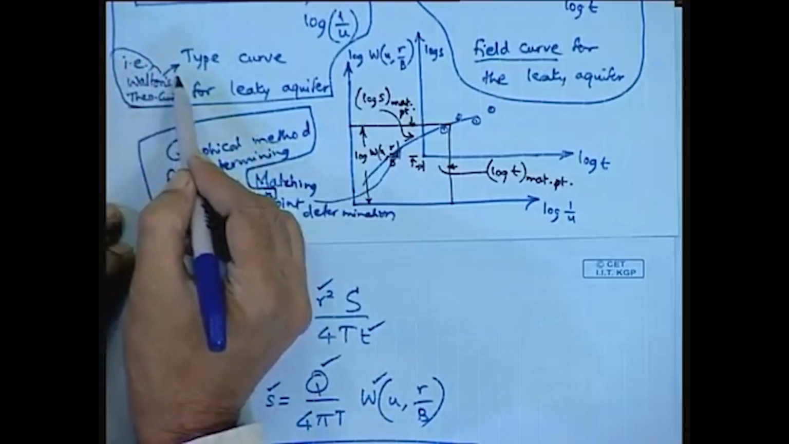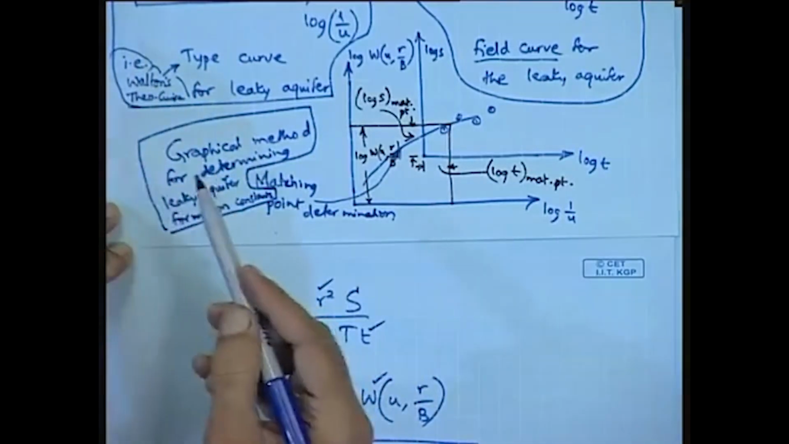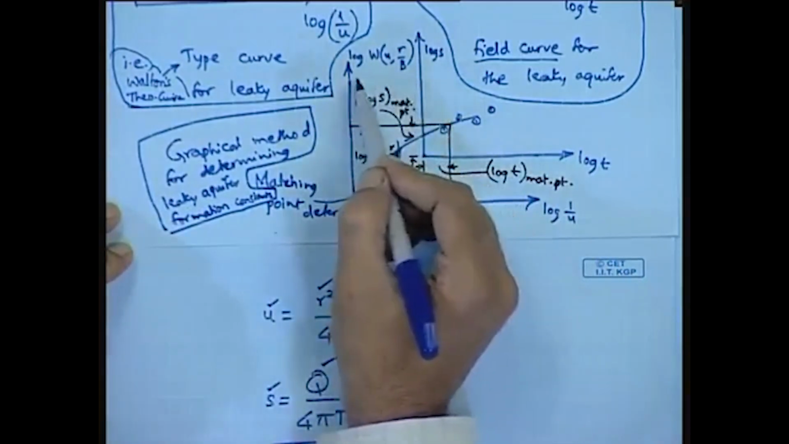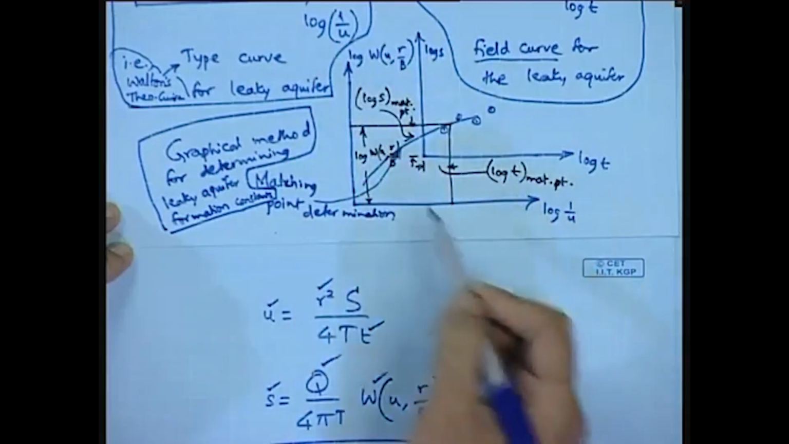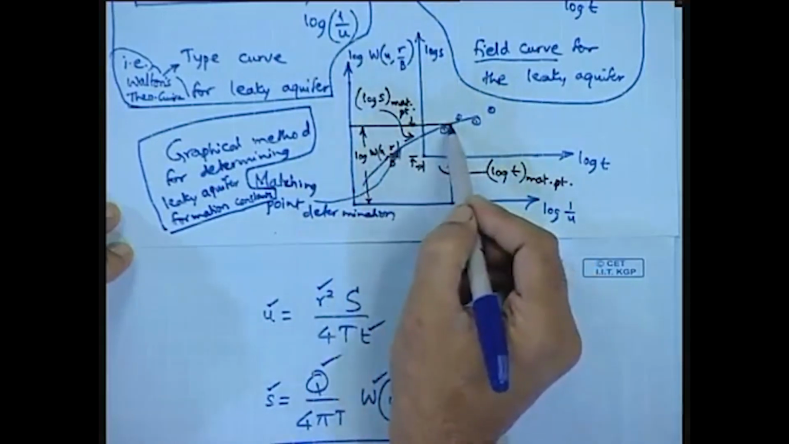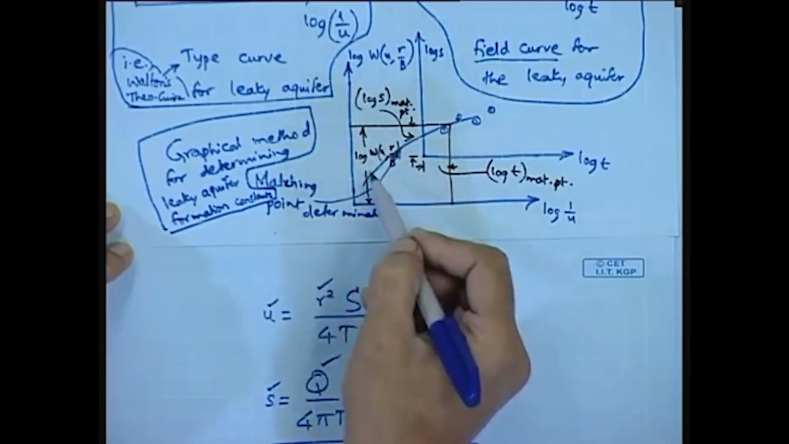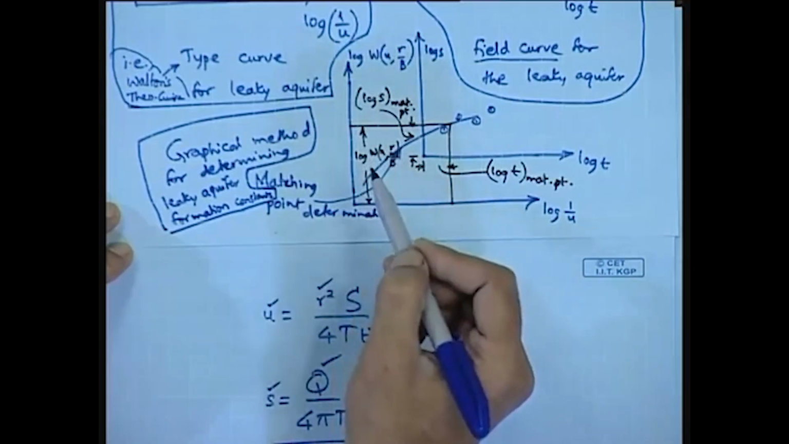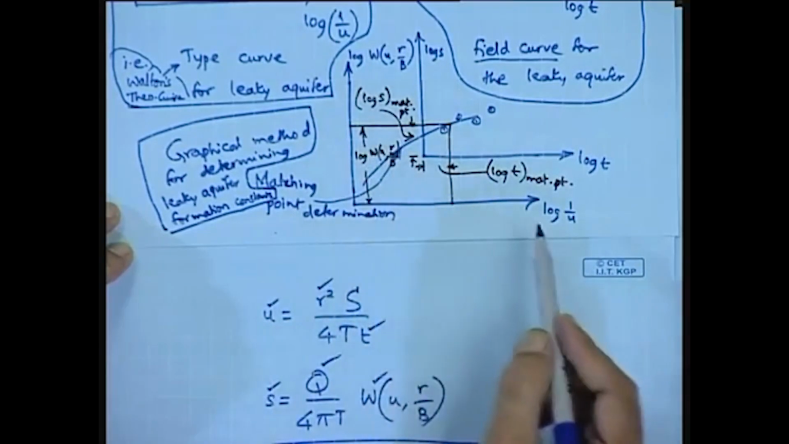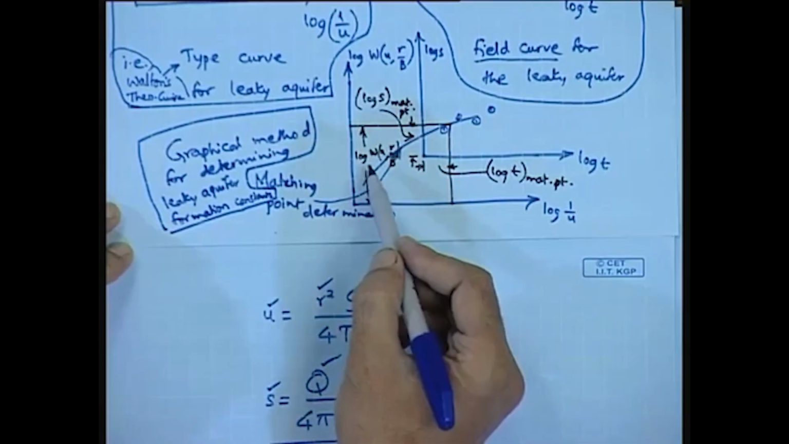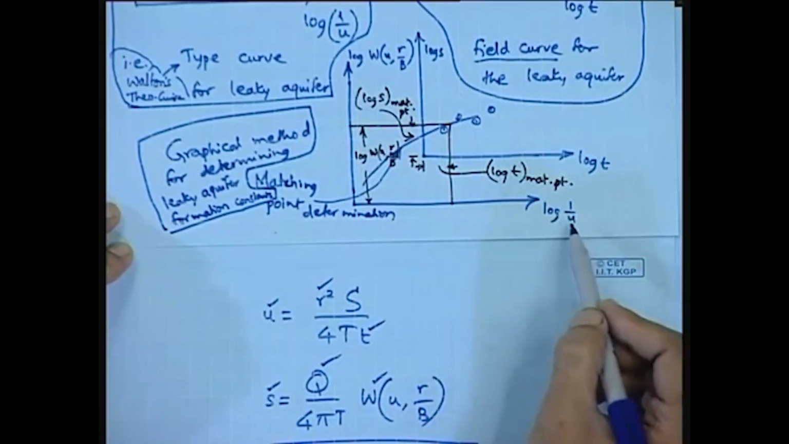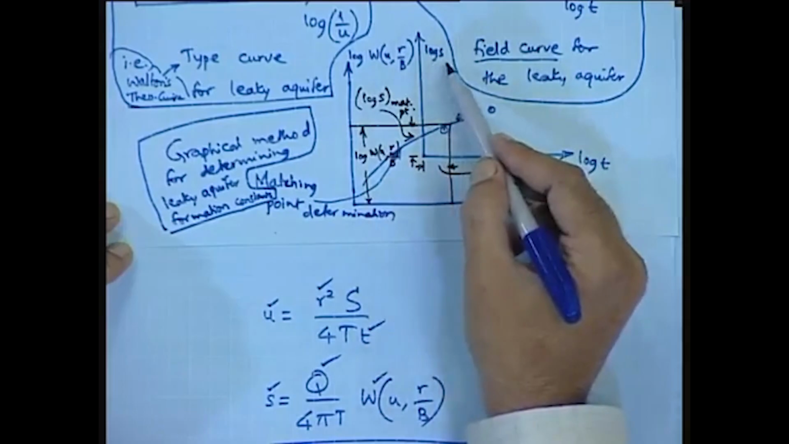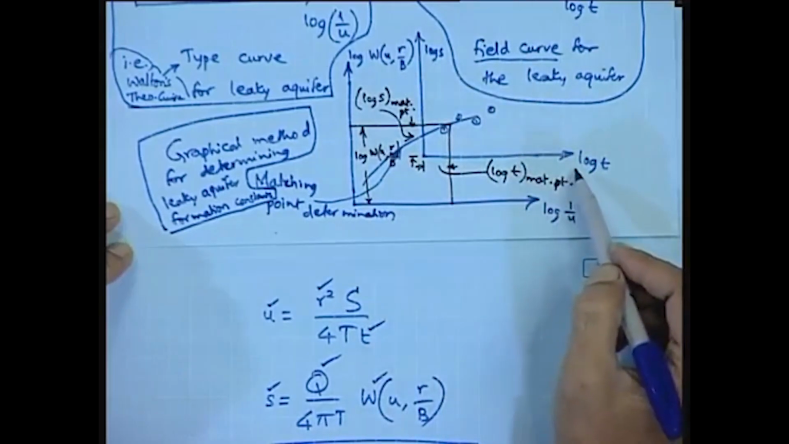So, using this and matching, maintaining the parallel nature of the vertical as well as the horizontal axis, you get the matching point. Then for any point, we will get four different values: the log of the leaky well function parameter, the log of 1 by u, the log of the leaky well function, the log of the reciprocal of the leaky well function parameter, and the log of drawdown, as well as the log of the time since pumping.